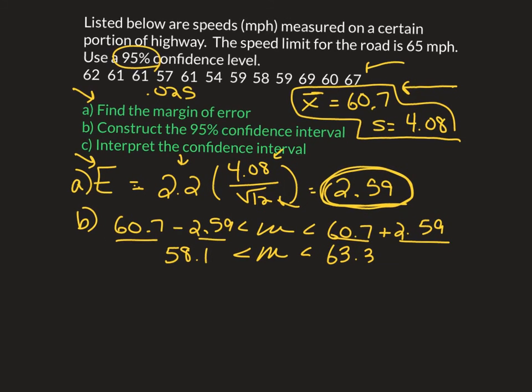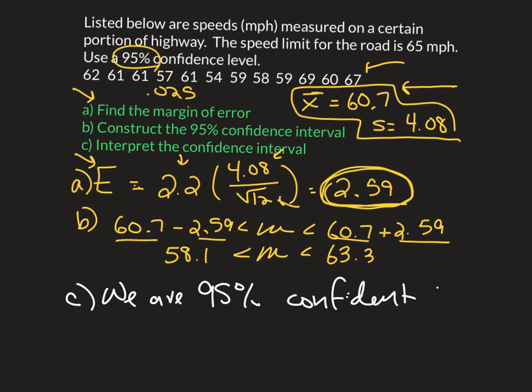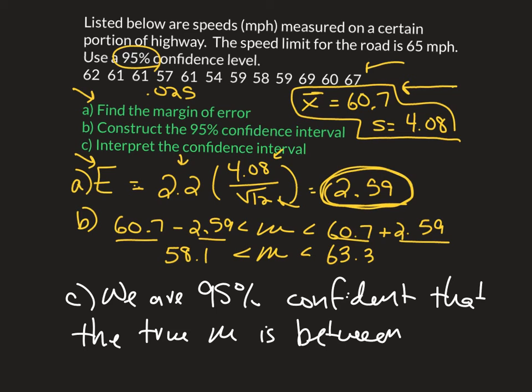So part C, the last part, you know what's going to come next. They're going to ask you to interpret it. So for part C, we're going to say we are 95% confident. Make sure you use the word confident that the true mean is between 58.1 and 63.3. And really, I probably should put MPH after both of those because that's what we're talking about, and those matter.